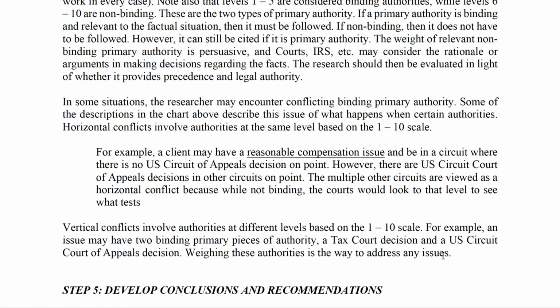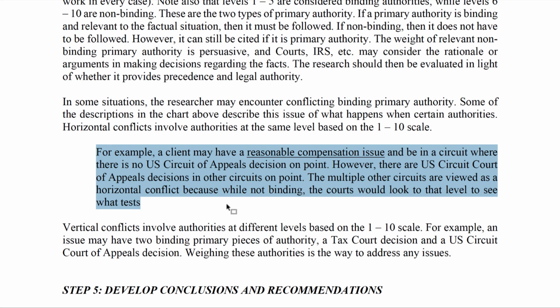Now, there are what are called horizontal and vertical conflicts. Horizontal conflicts mean you have pretty much similar authority. Both are applicable, they apply, but maybe they create different tax treatment to the situation at hand. So for example, we could have a client that has a reasonable compensation issue, okay?